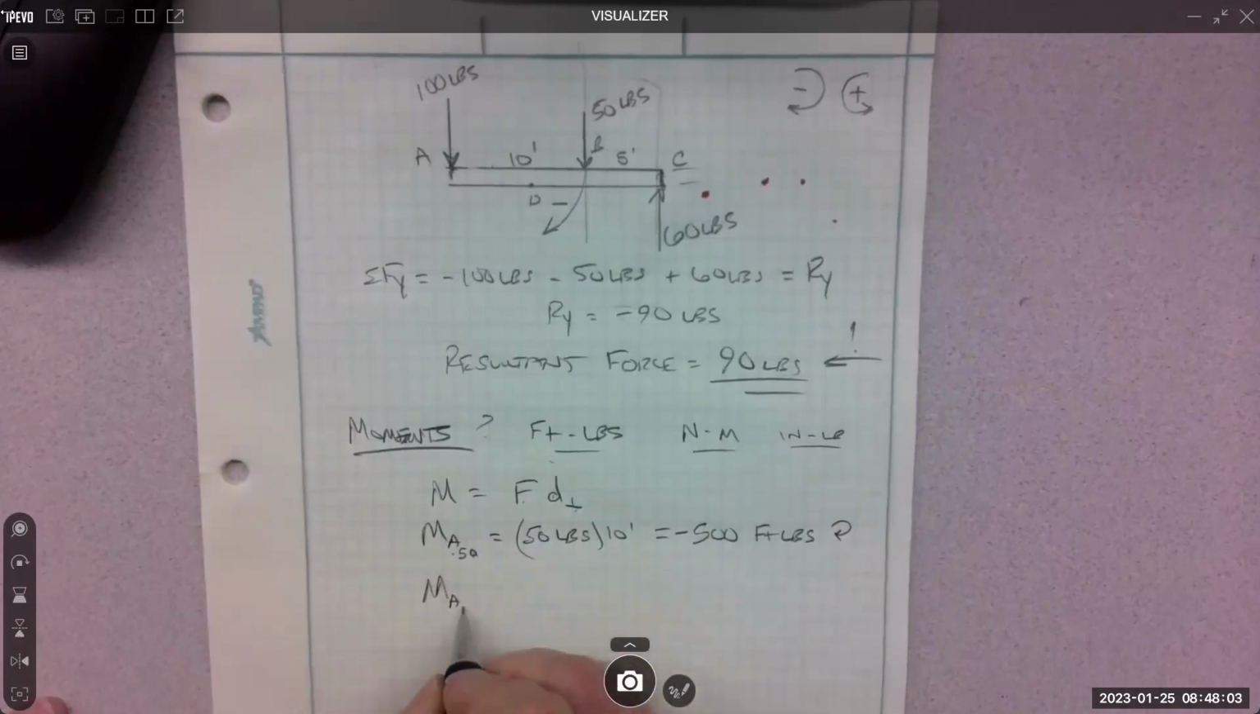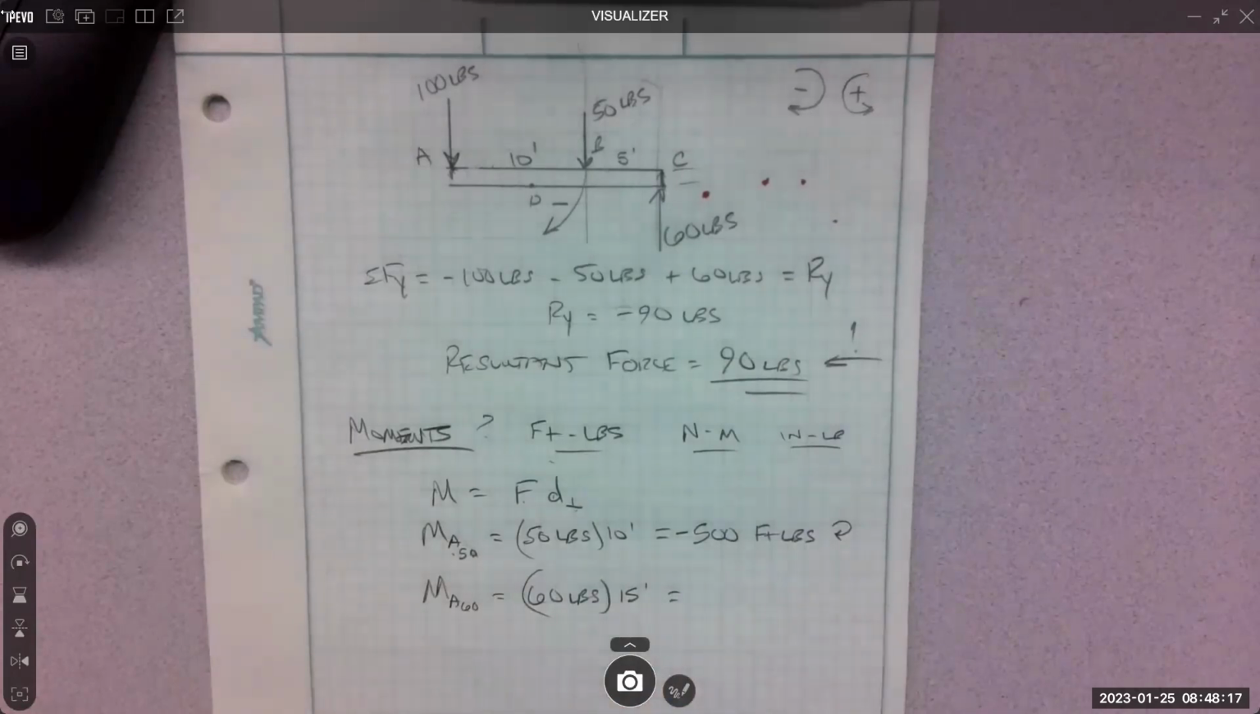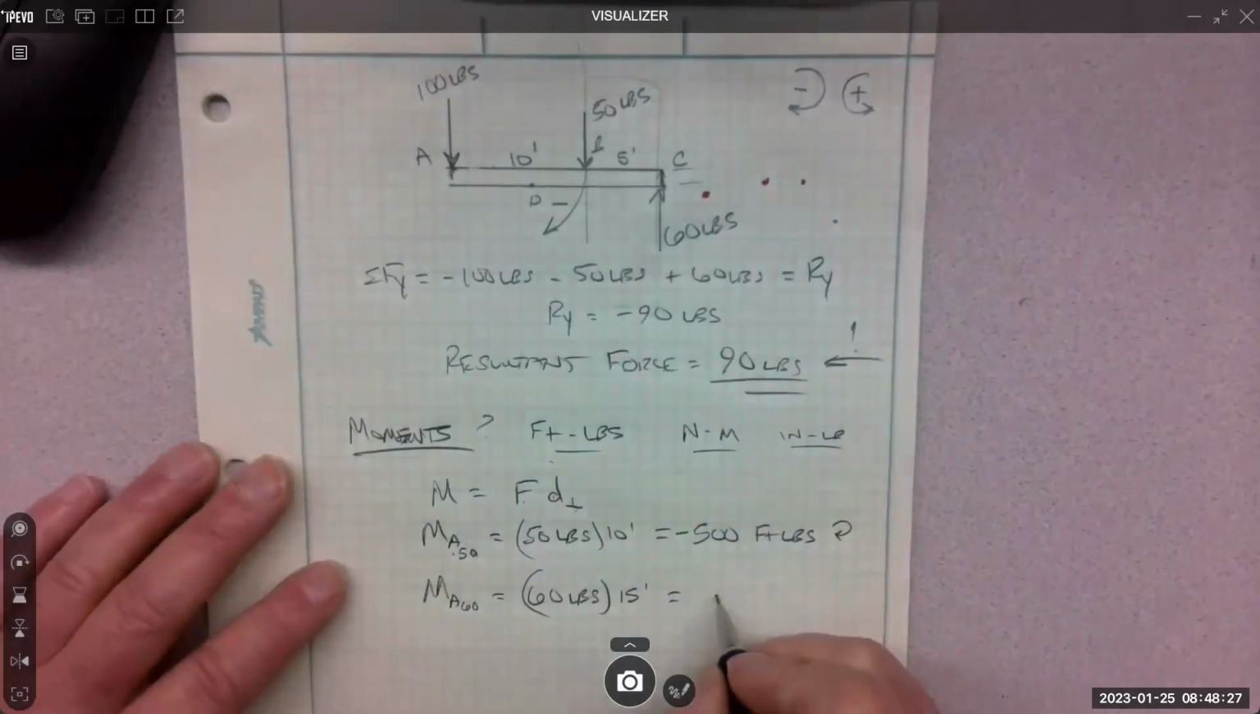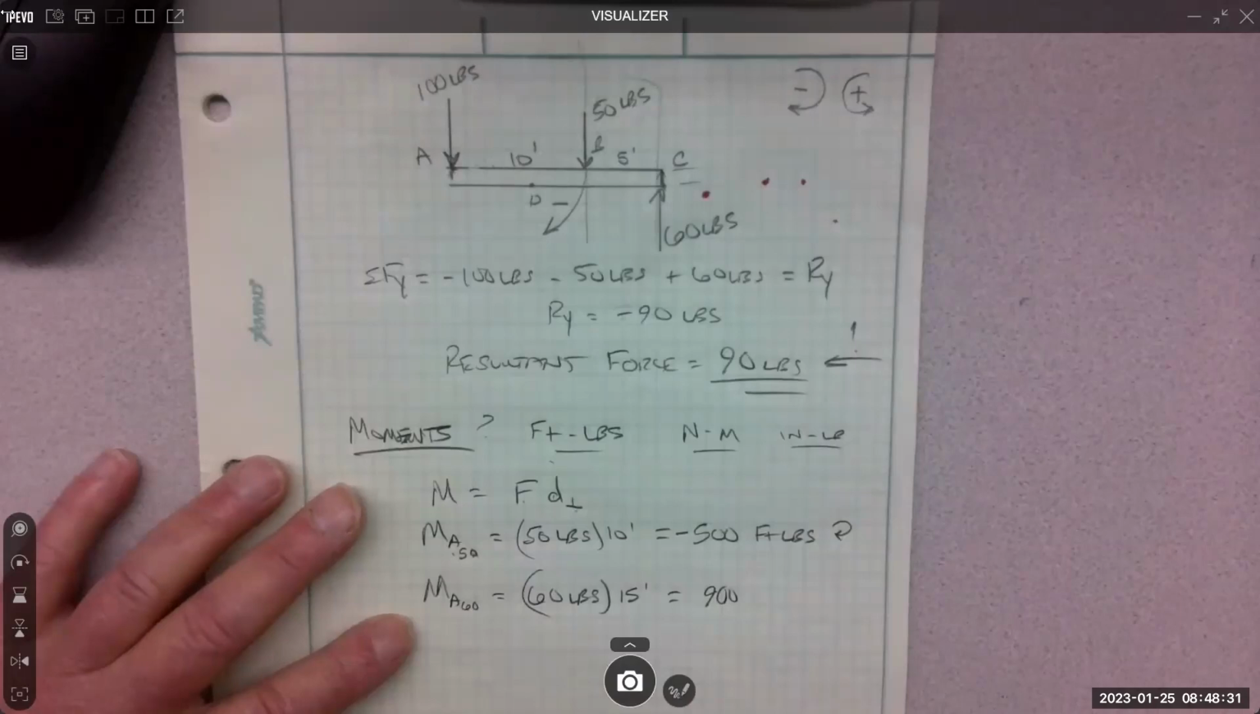Still about point A, but this time of the 60-pound force. 60 pounds times what's our distance? 15 feet, excellent. And that number is, oh, calculator's off. That doesn't help. Somebody said 900. Yep. Unit is foot-pounds.